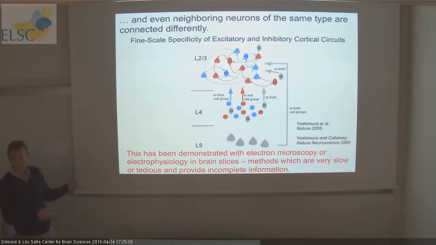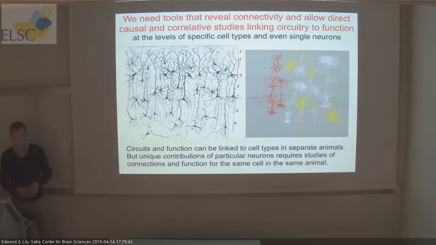And that's something that's possible to do now with the rabies-based tracing tools that I'm going to talk about. My lab has been doing some of that, but Botond Roska's lab in Switzerland has been doing some beautiful work doing that to directly link connectivity to function using the methods that I'll talk about in the later part of the talk.